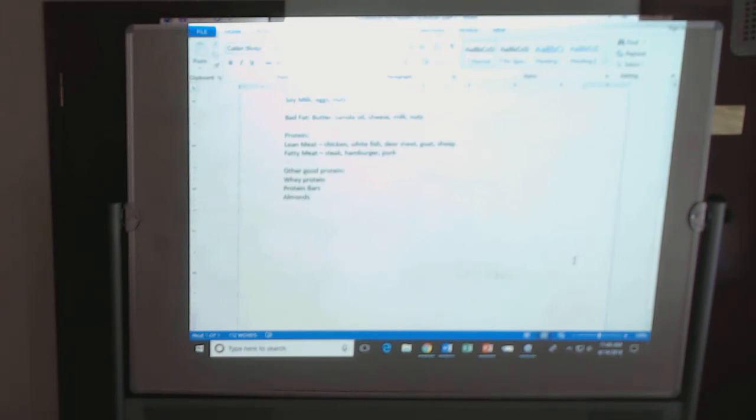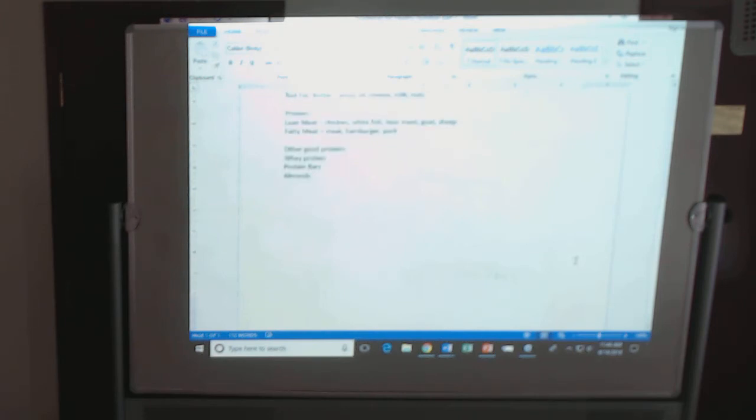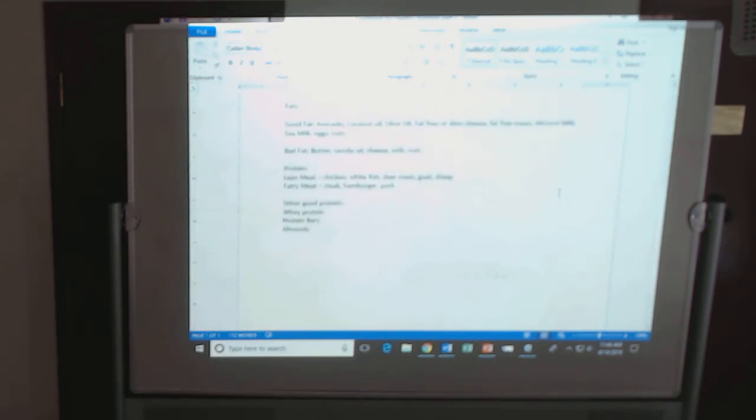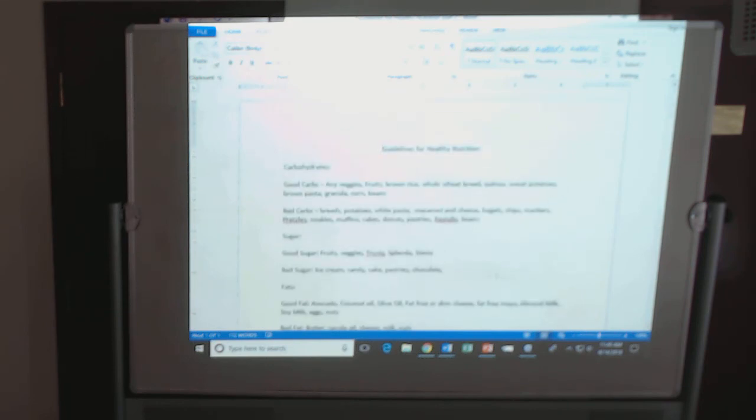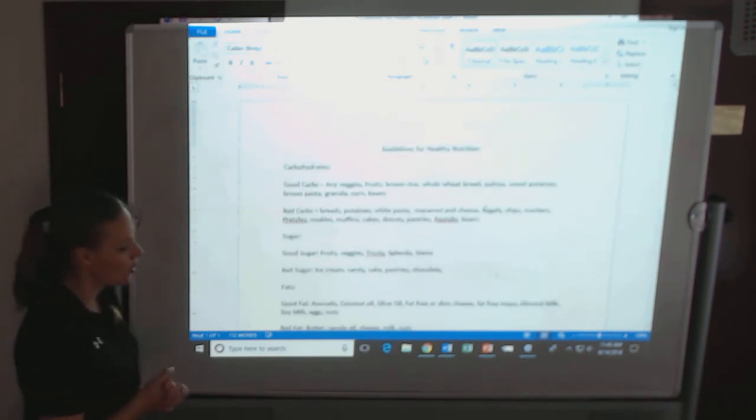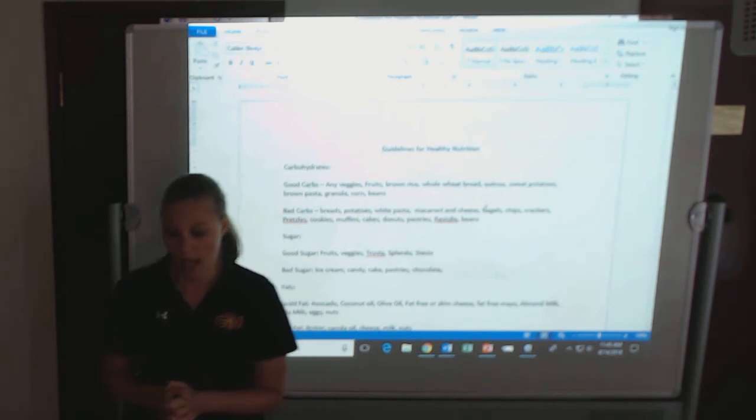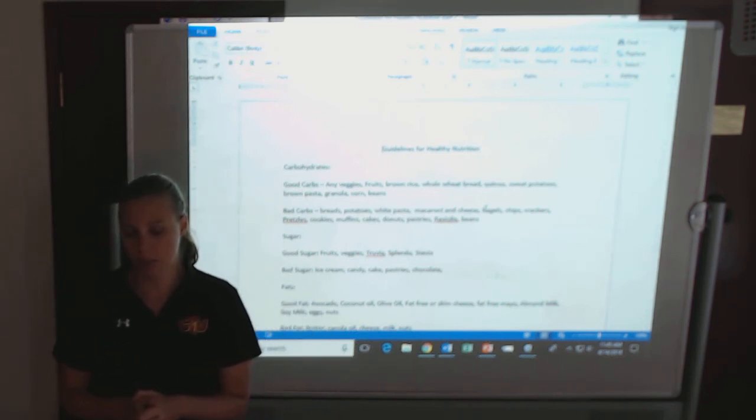And then protein: we have lean meat, which is chicken, whitefish, deer meat, goat meat, sheep. You can also add beef in there. The fatty meats are steak, hamburger, and pork. Again, those are okay as long as you're moderate in the carbs on the flip side. And other good types of protein are whey protein, protein bars, and almonds. So look over those. If you have any questions, please ask me, especially as you're developing your meal plan.